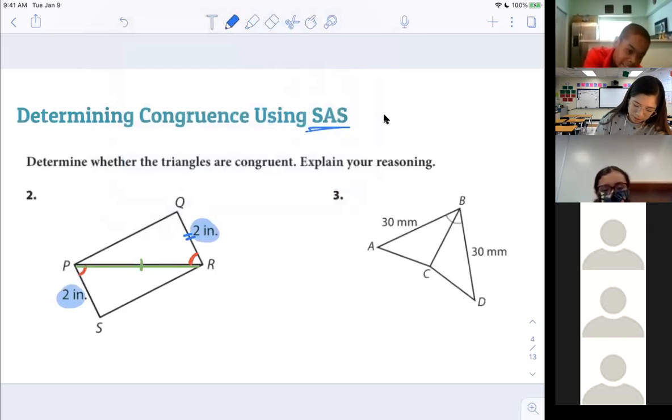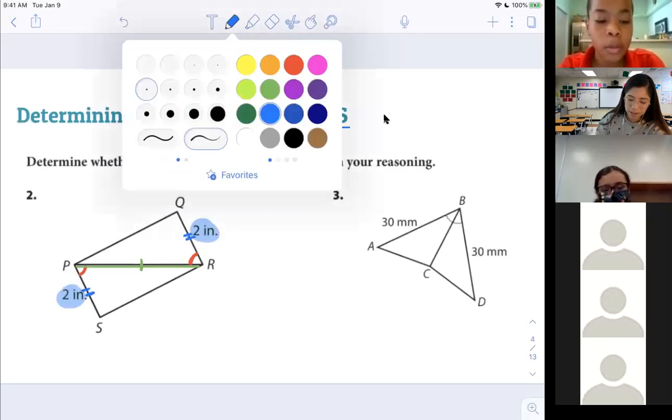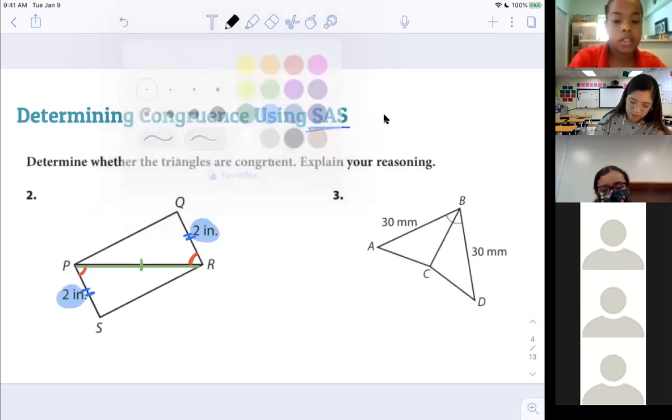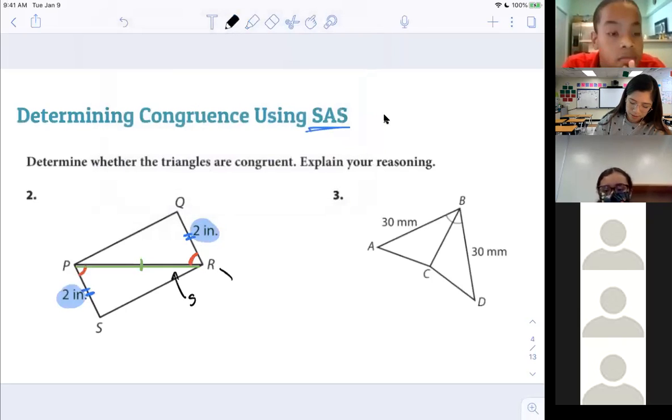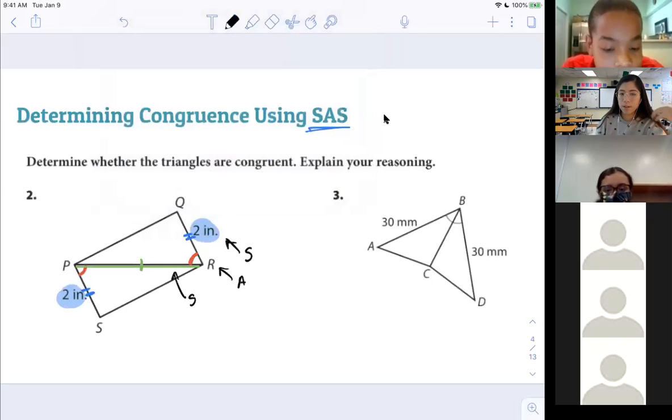So we have a side, an angle, and a side. And you have to just make sure that the angle is in the middle. And in this case, it is. So we have SAS. So it's very important. The biggest thing to remember is that the angle that you're looking at has to be located in between. So now take a look at number 3 and see if you can prove the triangles are congruent using SAS. Yes. You agree? Yep. Perla, do you agree?